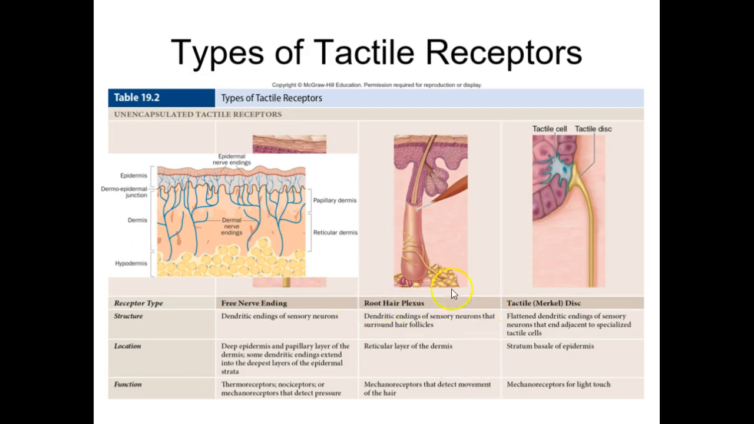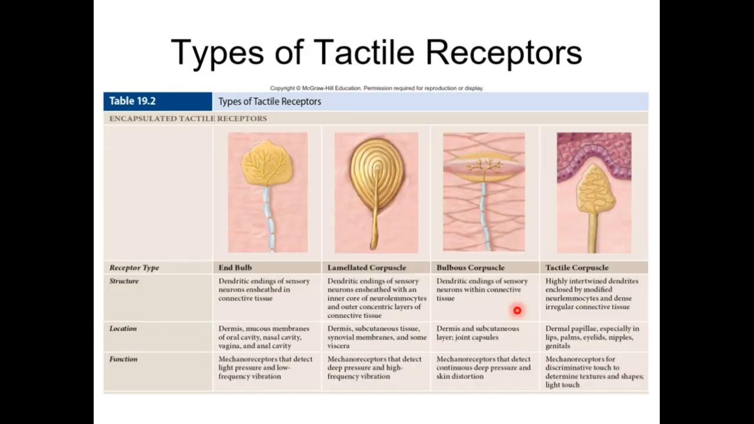Root hair plexus, you do have a plexus of nerves surrounding the hair root. So that's pretty intuitive in my opinion. Tactile or Merkel's discs, end bulbs of Krauss, light pressure, low frequency vibration, lamellated pressure, or lamellated corpuscles. I want you to focus on deep pressure for these.